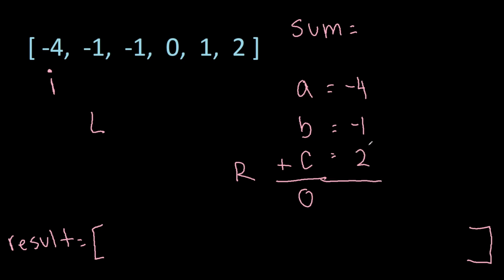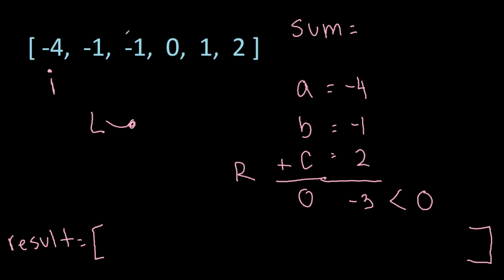So we find the sum for this. This is -5 plus 2 equals -3. And we take our sum -3 and we compare it to 0. We see that -3 is less than 0. And because -3 is less than 0, that means that the value for L is way too small for it to possibly be in our triplets array. So we're going to move L up by 1.